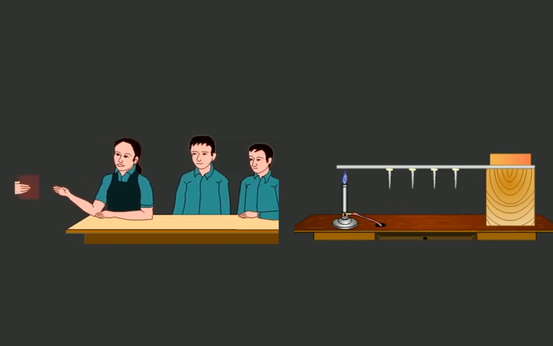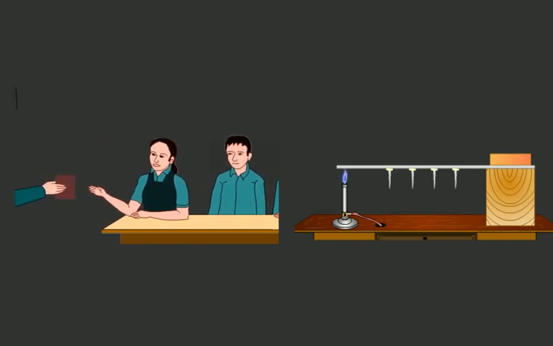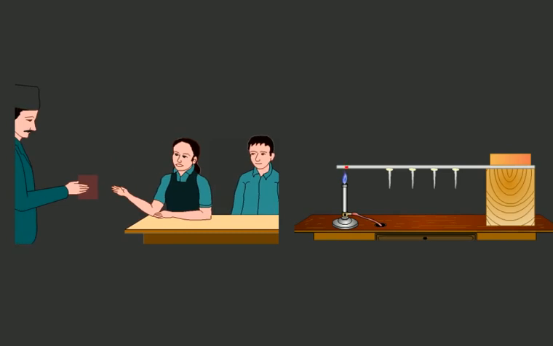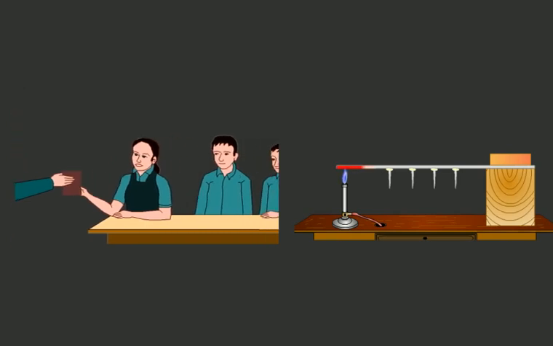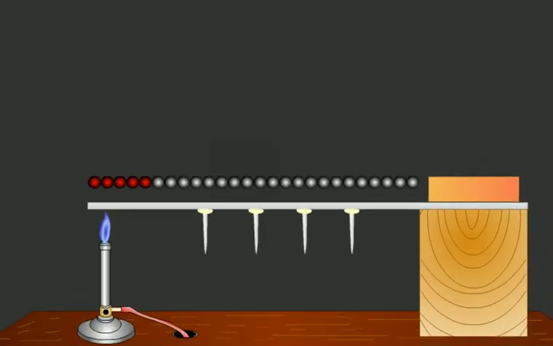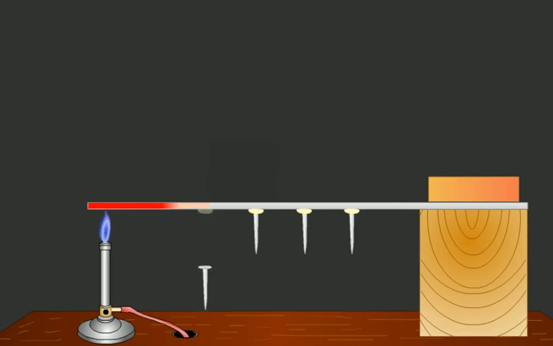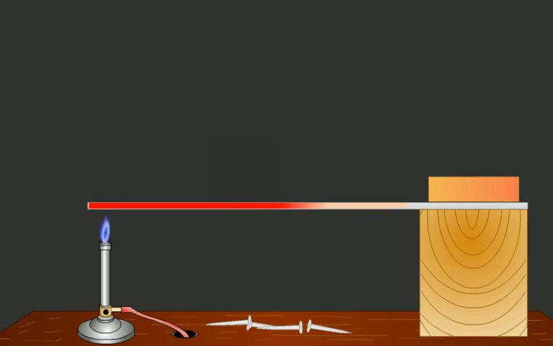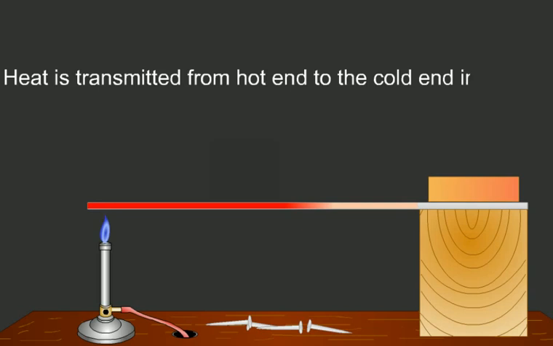Students, conduction is analogous to this process. Just as the book was passed on from one student to the other student, heat travels from one molecule to another. The molecules of the rod at the heated end get heat energy. It gives some heat to the neighboring molecules. These molecules also give some heat to their neighboring molecules. In this way, heat is transmitted from hot end to the cold end in a solid.